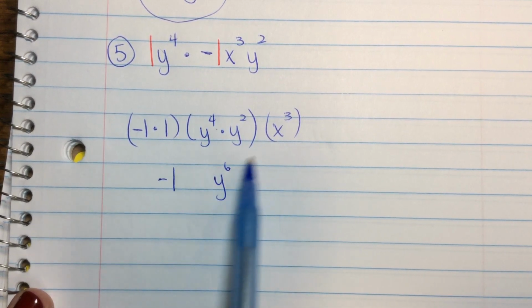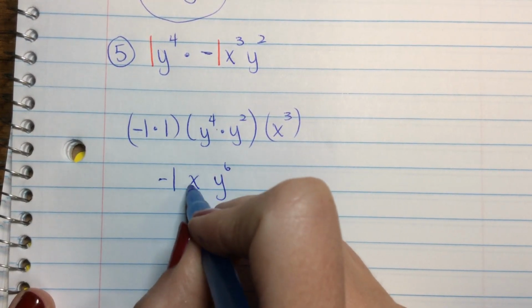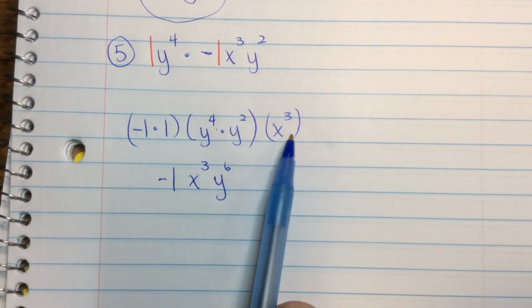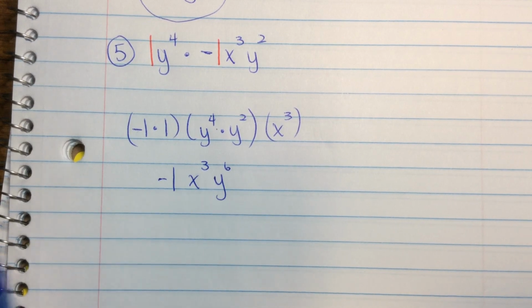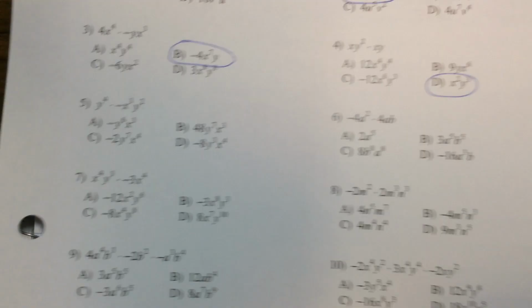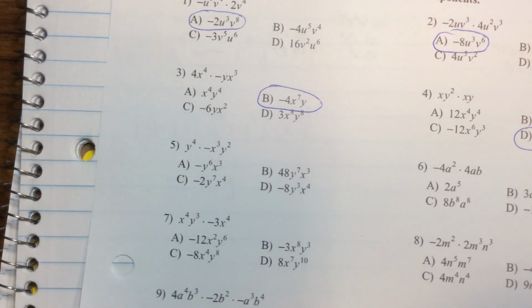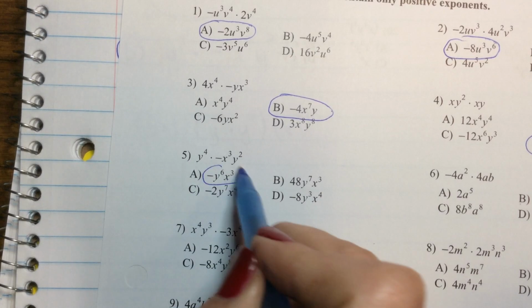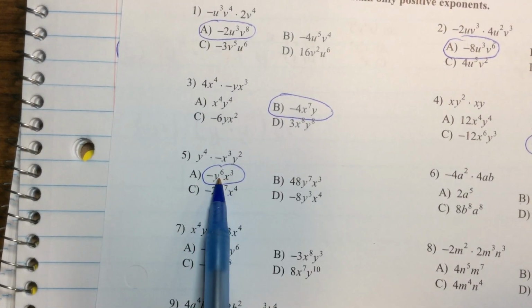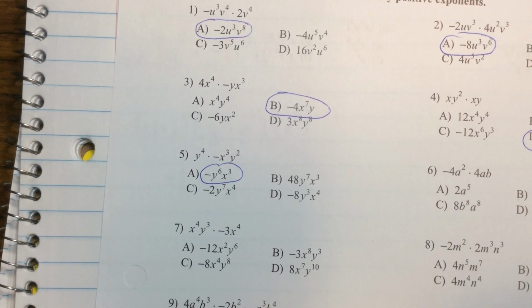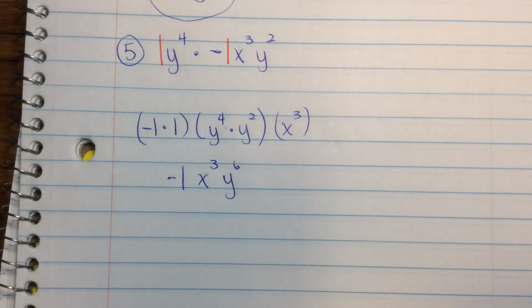I left space because the x should come first. All of the answers should be in alphabetical order. So this x is actually going to come before the y. And let's look for our answer. What number was it? And it's the first one. And they actually wrote it in different order, so that's surprising. Usually the x always comes first, but it's okay. It's still the same answer.